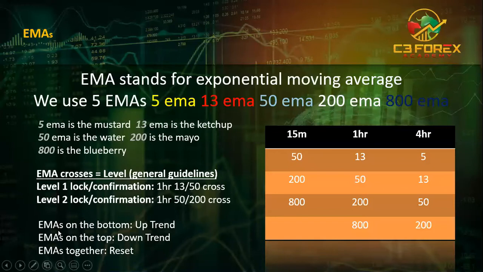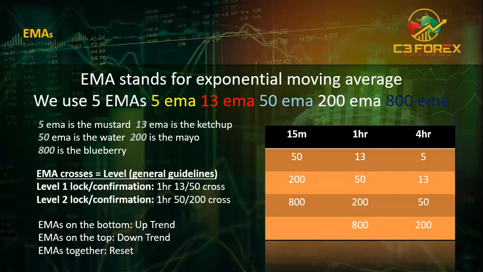All right, so when your EMAs are at the bottom of price, you're in an uptrend. When the EMAs are on the top of price, we're in a downtrend. When the EMAs are together, we're in the reset. So reset, the EMAs are going to come together on all time frames. I like to call it reset when the 800 EMA is in play.